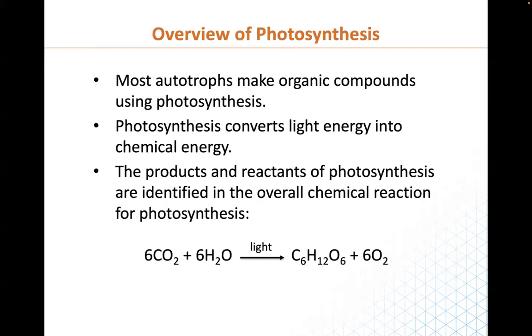In general, photosynthesis is a process by which autotrophs make organic compounds. What are autotrophs? Autotrophs are organisms that have the capacity to make their own food by themselves. They use different ways, but here we're going to talk about using light as a source of energy to make their own food. Photosynthesis converts light energy into chemical energy.